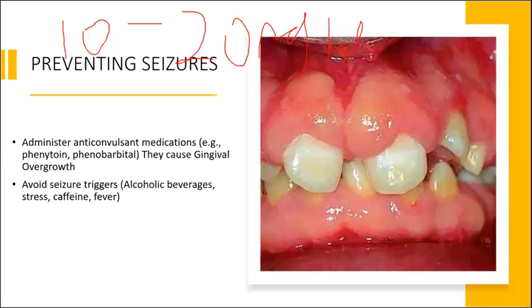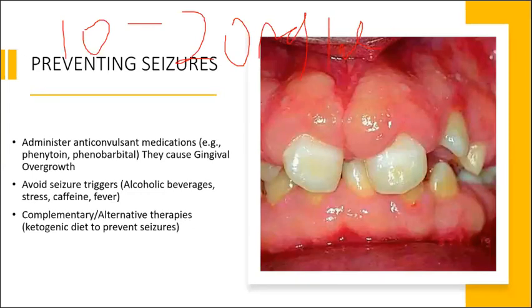Again, we need to teach the client to avoid seizure triggers like alcoholic beverages, stress, caffeine, and fever. We also need to teach the client or give them complementary or alternative therapies like the ketogenic diet. This has been shown to prevent seizures. So again, you want to teach them a diet that is high in fat and low in carbohydrates, which also helps to keep the body in a constant state of ketosis. And it is believed that this diet can also help to reduce inflammation in the brain.